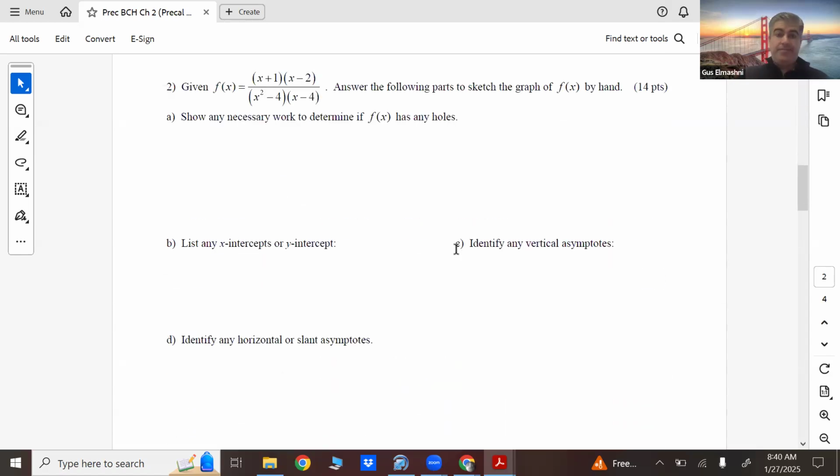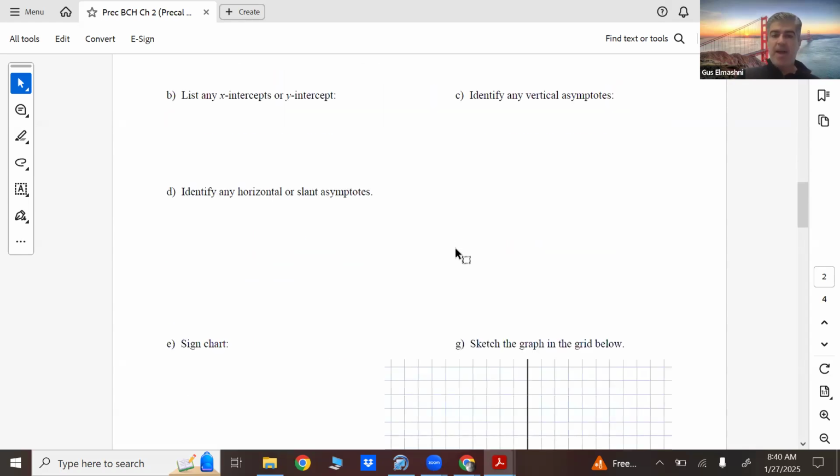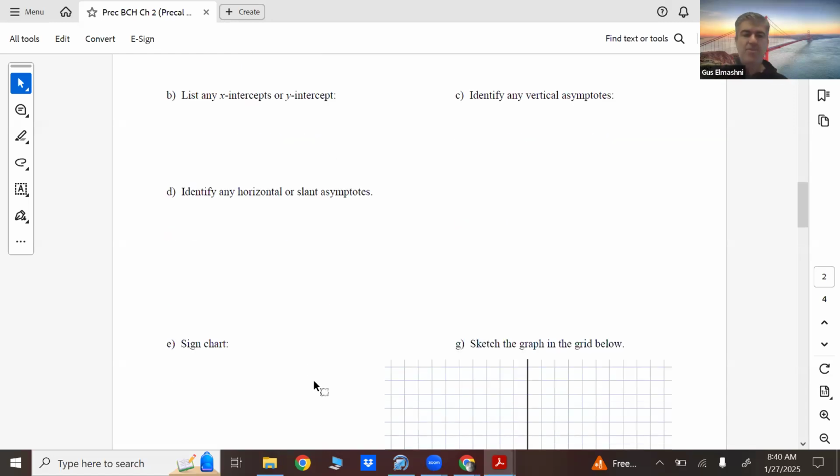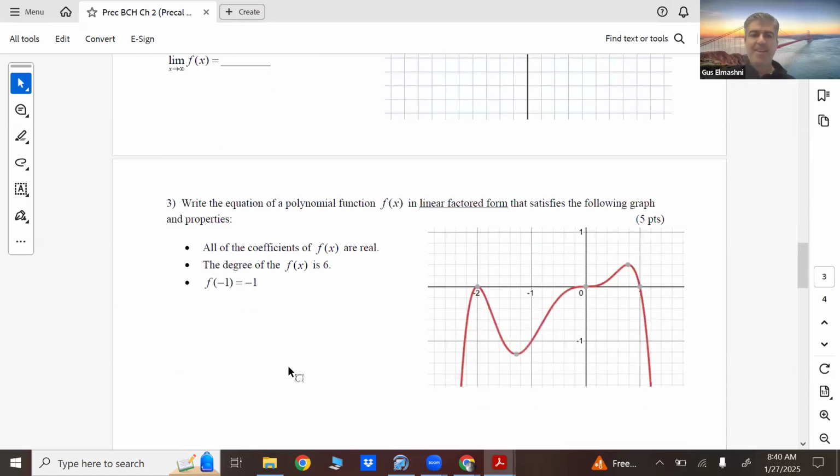There's a rational function and you're going to graph it. Notice I prompt you. Actually, I like this better than a table. It guides you step by step, so I can easily assign the points. So this is good, and hopefully this works for you guys. This format leads you to the answer, instead of just saying here, just graph it and find all these things.